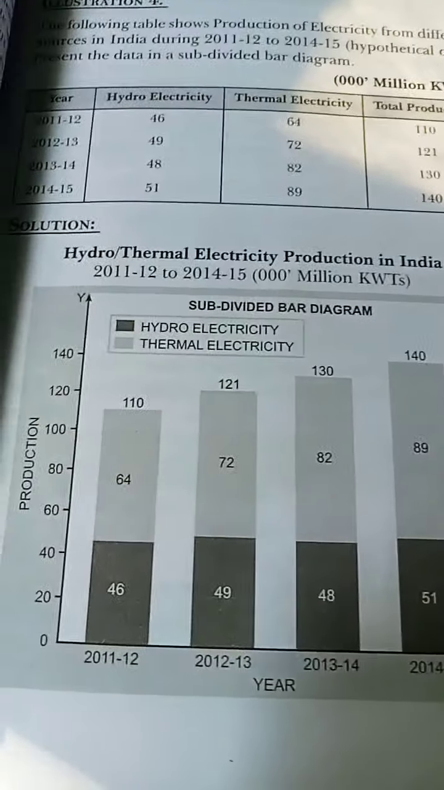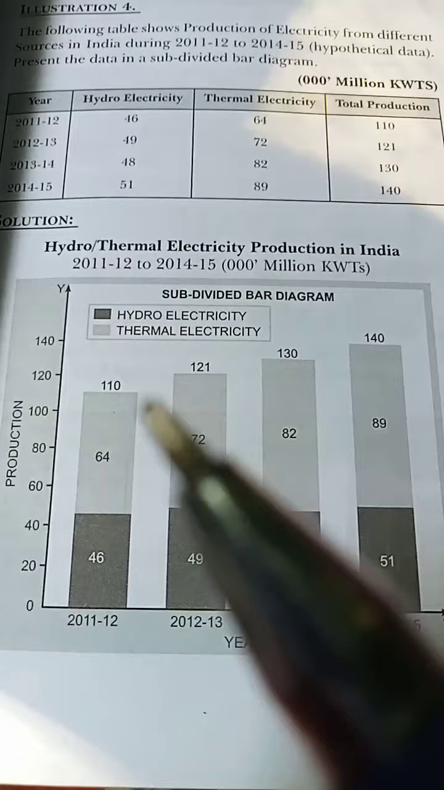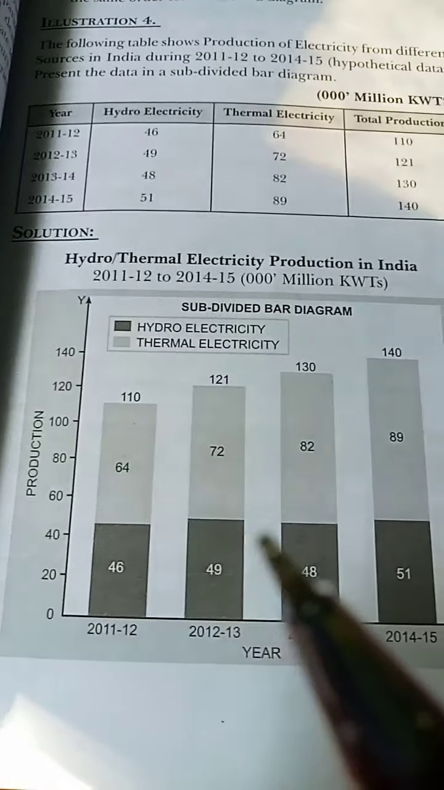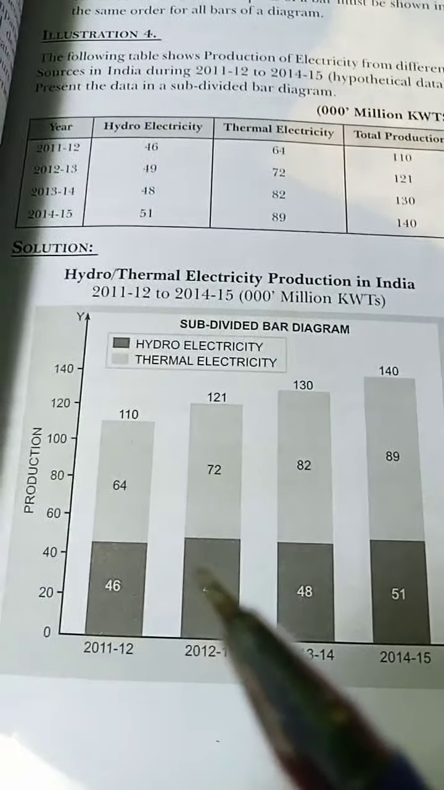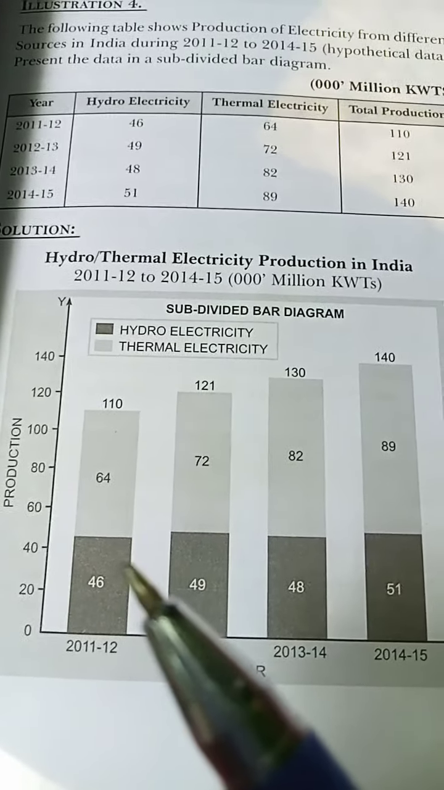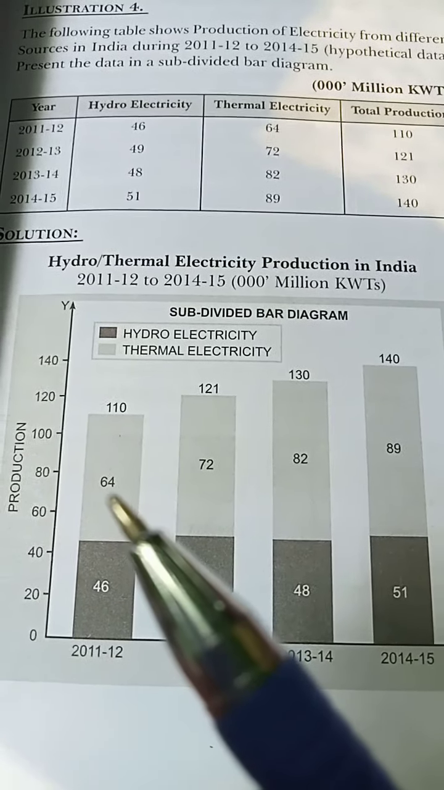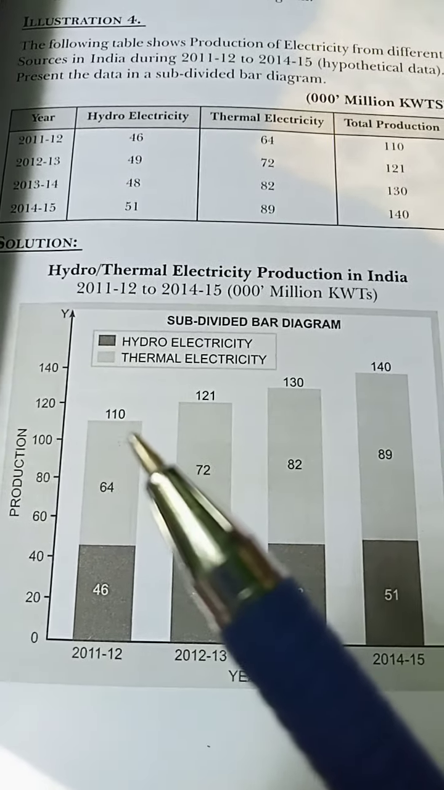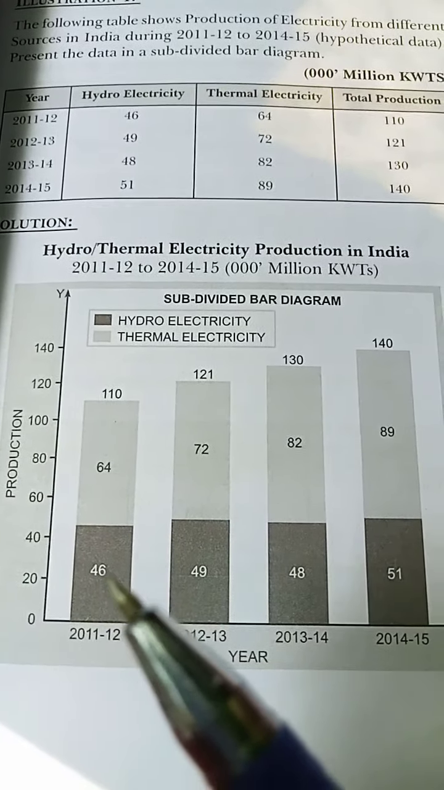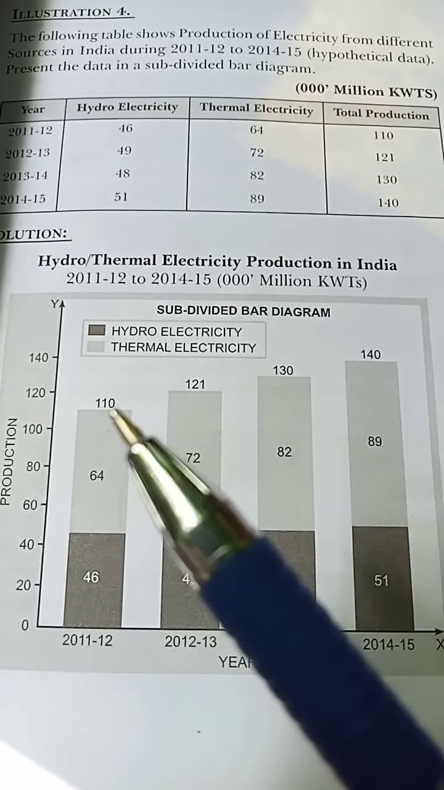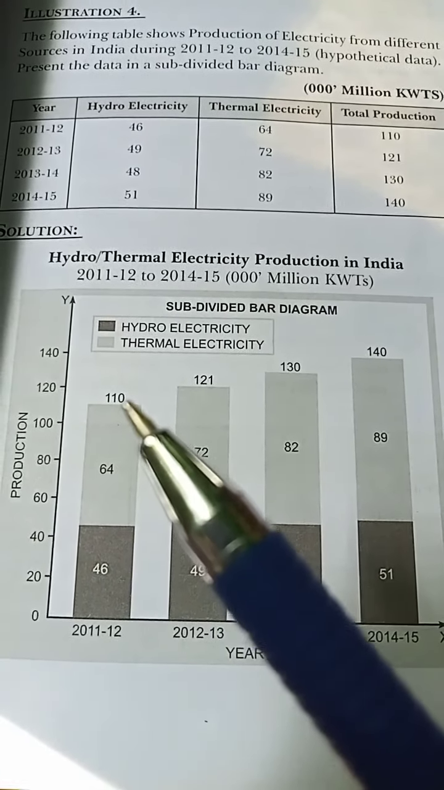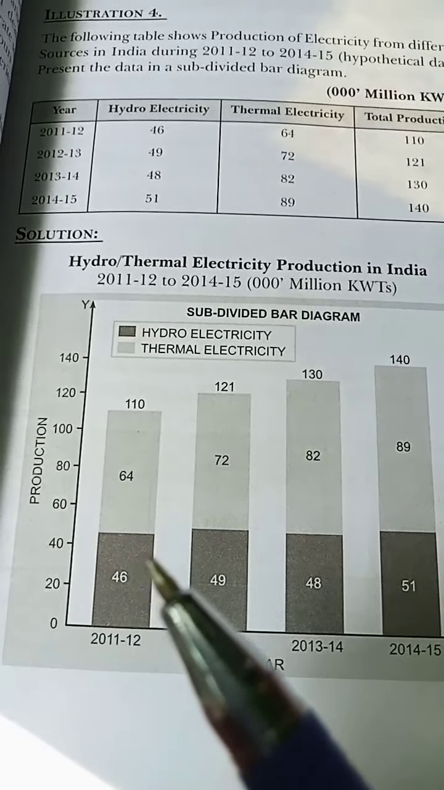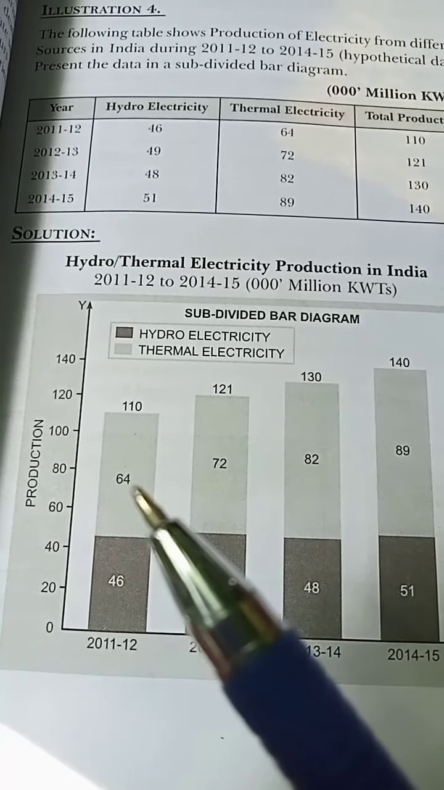What are subdivided bar diagrams? These are the diagrams in which a bar is divided into two parts. One part of it is shaded and another is left unshaded. At the top of the bar the total is given. Here it is 46, it is 64, total is 110. So the value of this bar is 110, but 46% is shaded and 64% is unshaded.